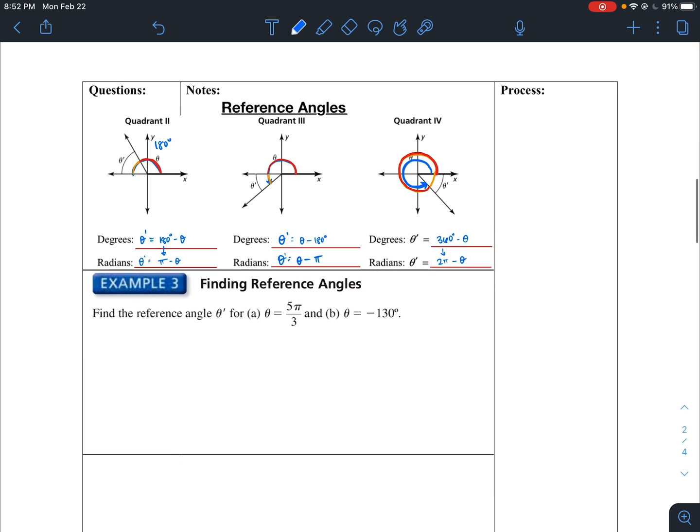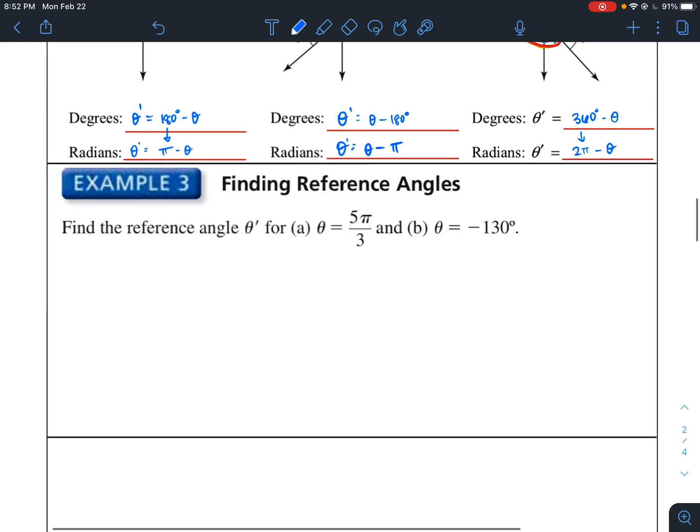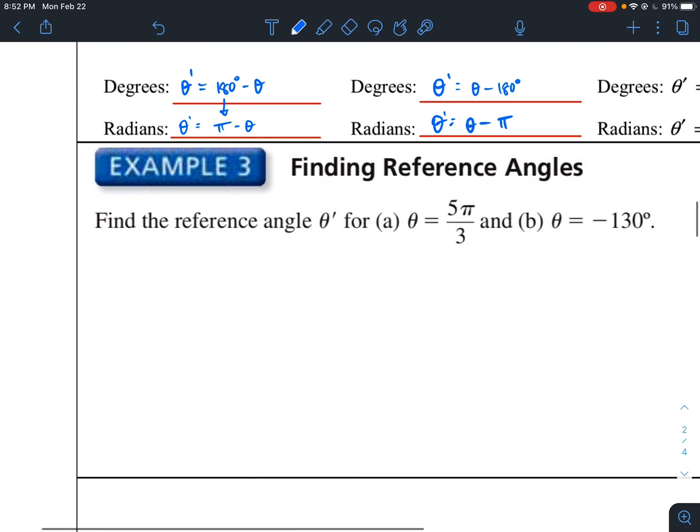So let's do some examples. Find the reference angle theta, or theta prime. I believe that's how they call it, theta prime, and that's probably how I'm going to call it. Find the reference angle for A, when theta is equivalent to 5 pi divided by 3.